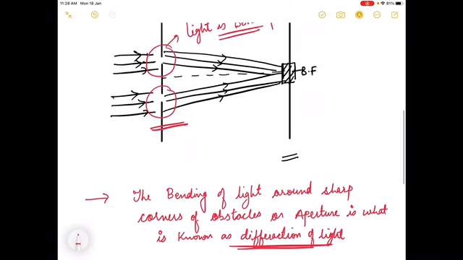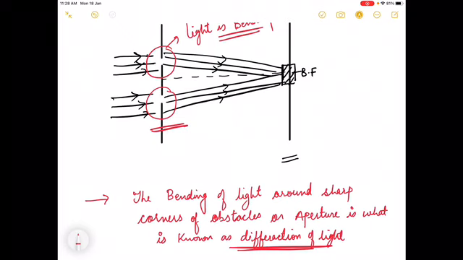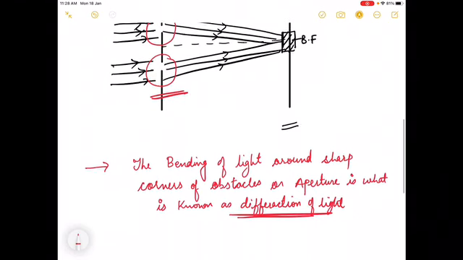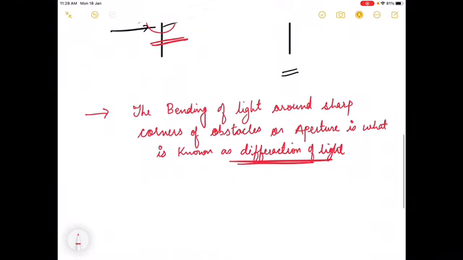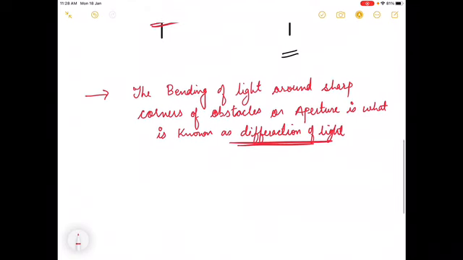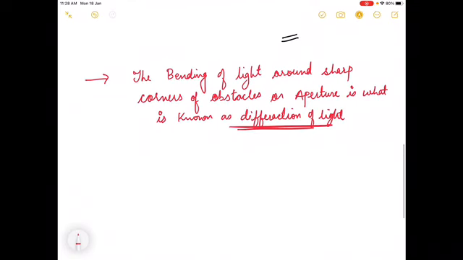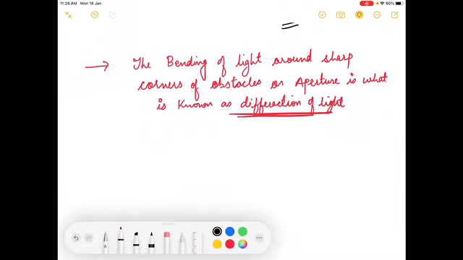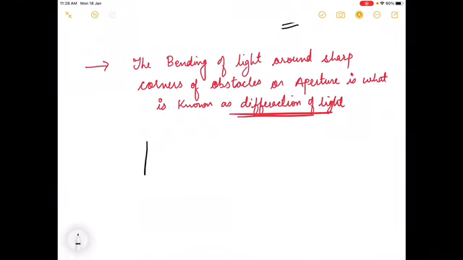Now in Young's double slit experiment we had two slits. Again, what will happen if I had only one slit? There's a very famous example. What happened when we have only one slit?